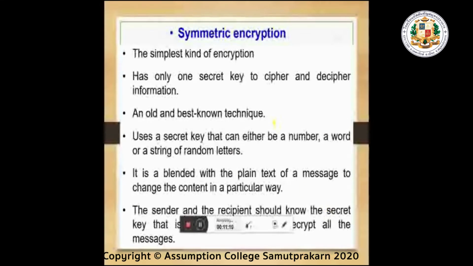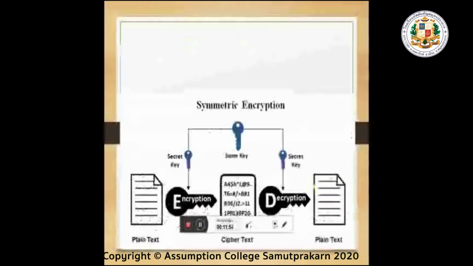So, symmetric encryption is a very simple kind of data encryption that uses one secret key for cipher or decipher, that is, encryption or decryption. And this is an old technique. It uses one secret key. It can be a number or a combination of letters. For symmetric encryption, the sender and the recipient will know the secret key to access the message.